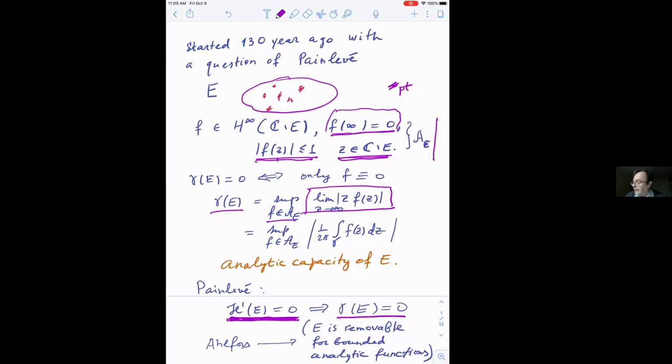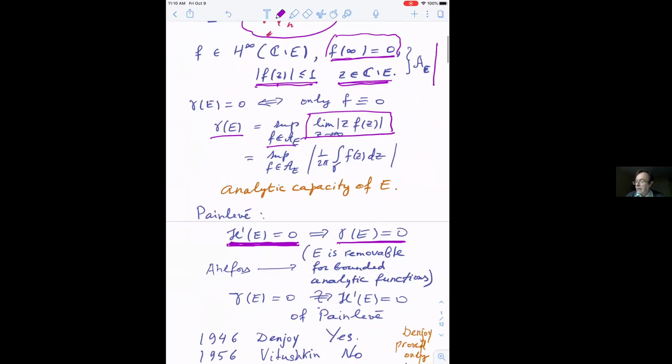Okay, so here is this Painlevé theorem that if H1 is 0, if the length of the set is 0, then gamma of E is 0. And of course, he asked the opposite question. Is it true in the opposite direction? Is it true that if gamma of E is 0, then the length is 0?